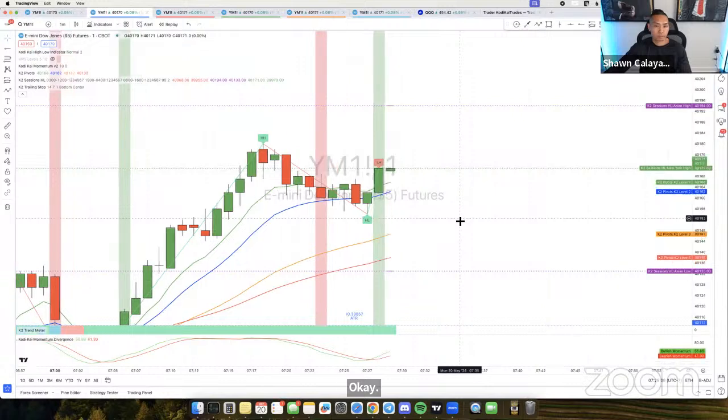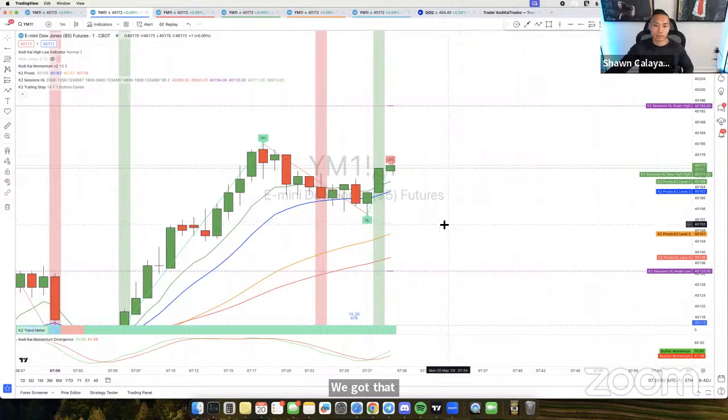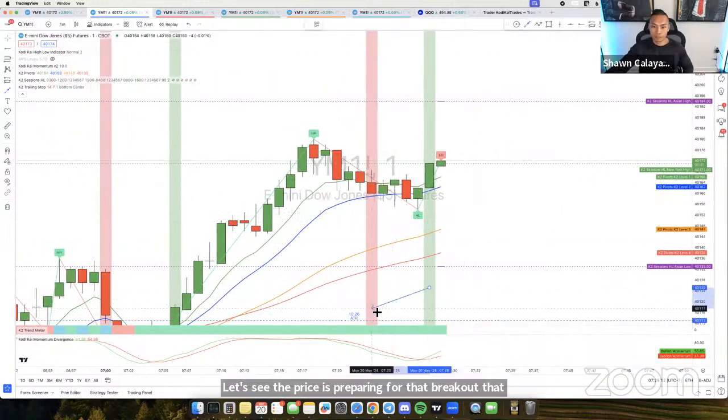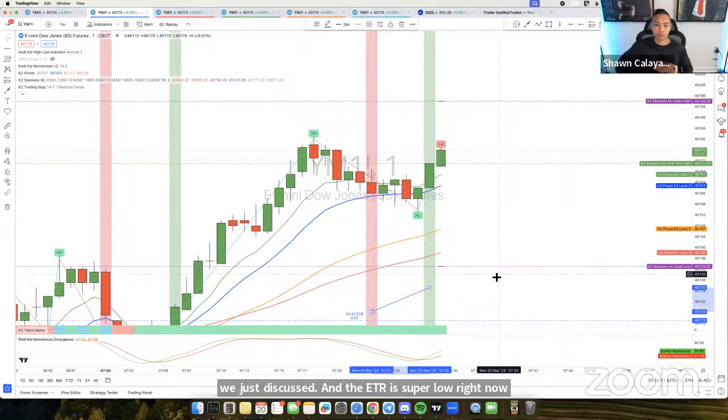All right. We got that buy signal I was looking for. Let's see if price is preparing for that breakout that we just discussed. Man, the ATR is super low right now, and it's not really moving very much. See if it picks back up. I'd like it to be around like 12 at least. I mean, 10 ATR is okay, but anything below 10 is just like flat market.